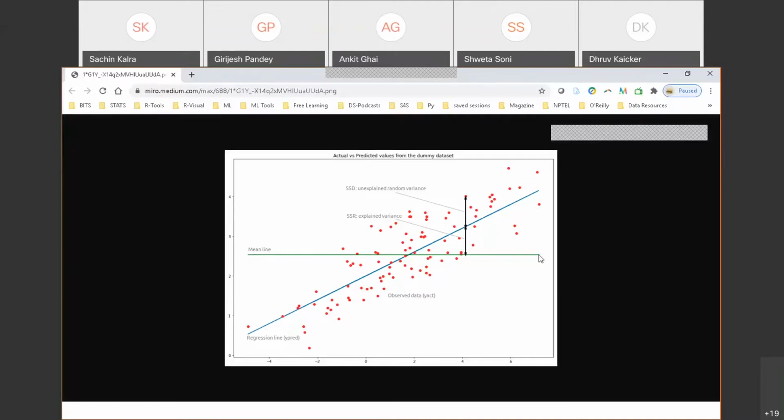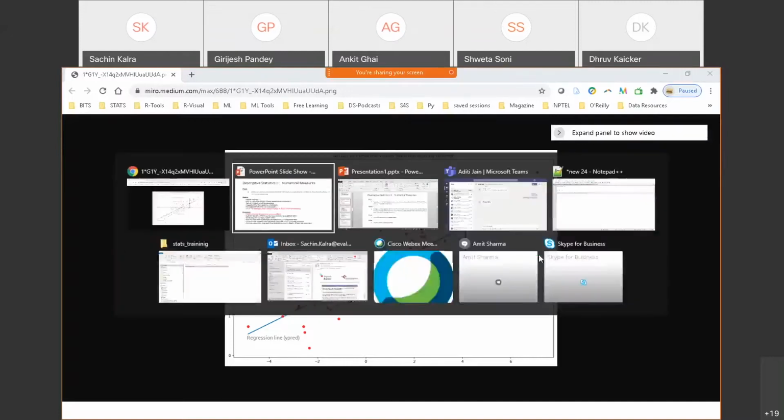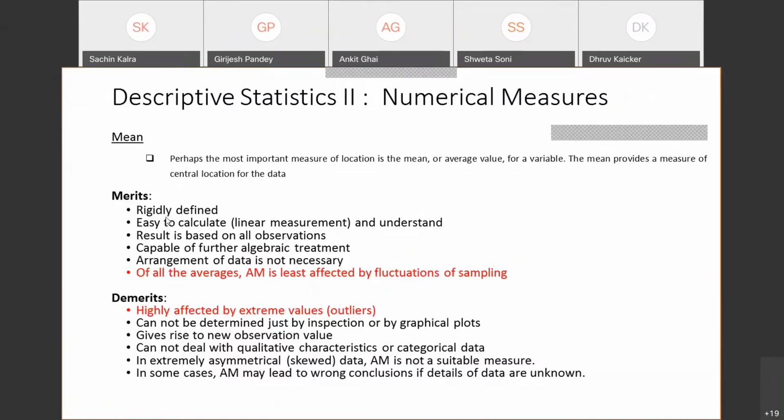Okay. So for every bulb in the population, what did we say? Every bulb coming out of production later on is going to have a burnout hour of 76 plus minus 4 hours. That's it. So that is why it is very rigidly defined. It is not very flexible. It is very easy to calculate. It's just a linear measurement, and the result is based on all observations, and it's capable of further algebraic treatment.